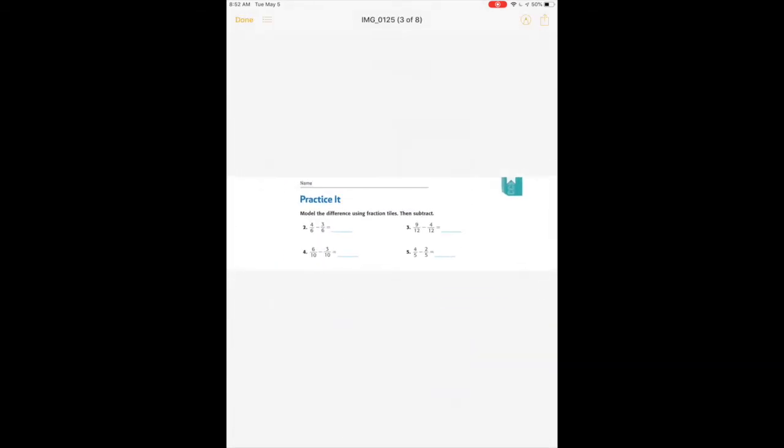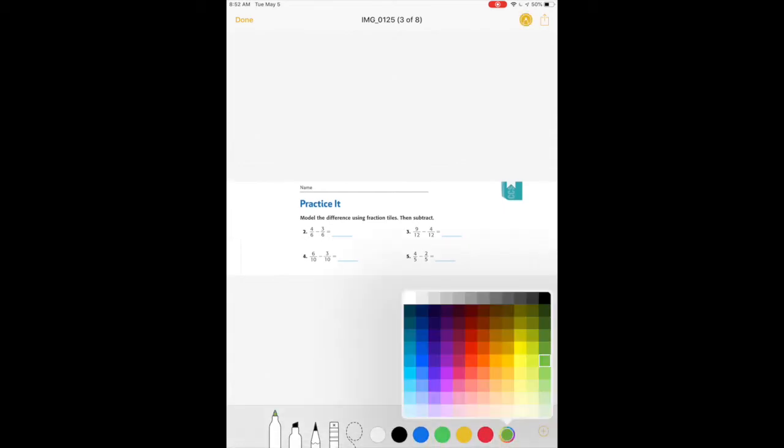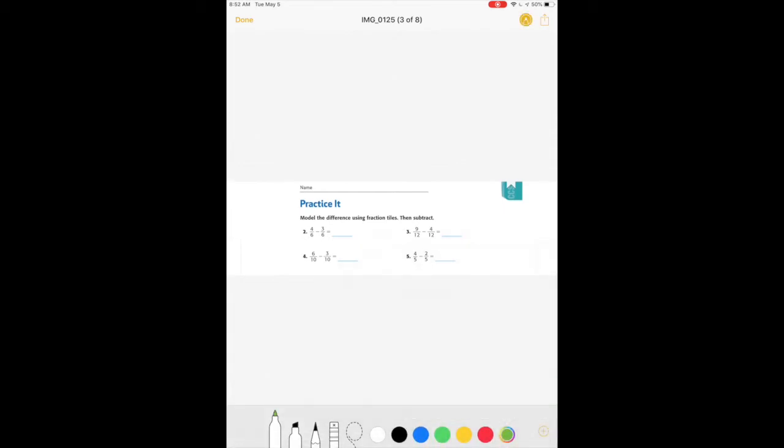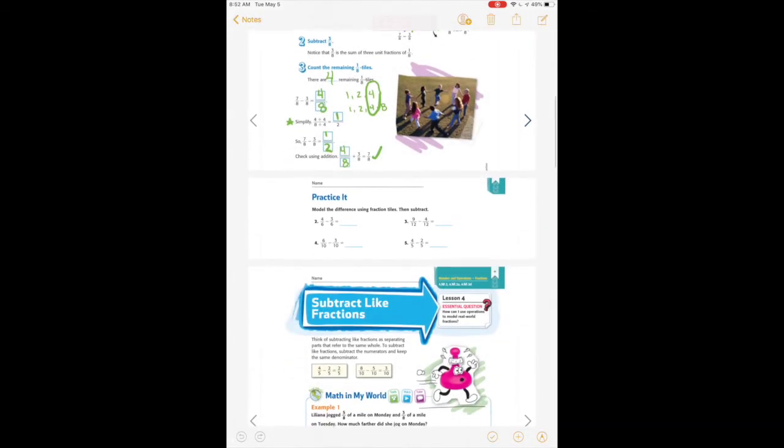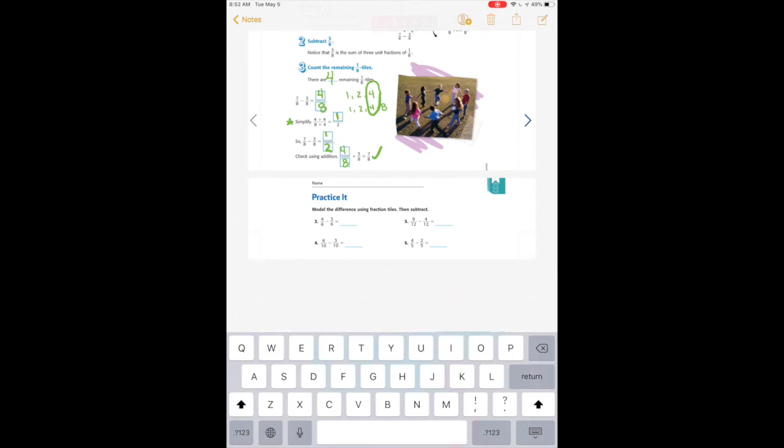Let's practice a couple using a model. Model the difference using fraction tiles, then subtract. So for number 2, I'm taking 4/6 minus 3/6. So I need to draw my fraction bar. I'm actually going to come down here, I think, and make some room down here.